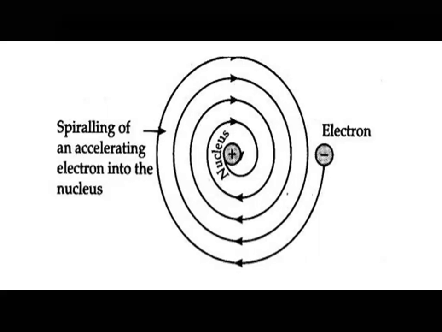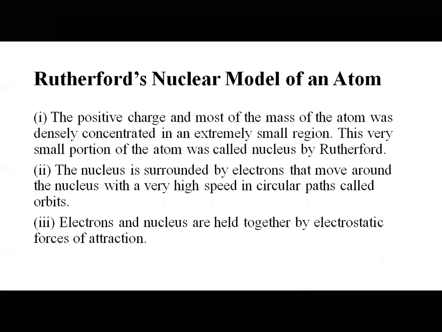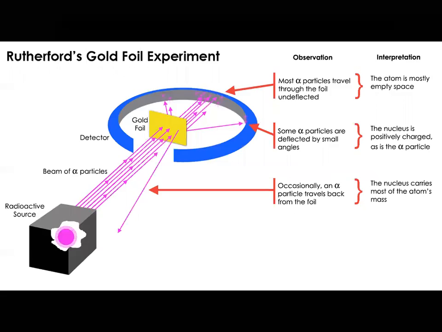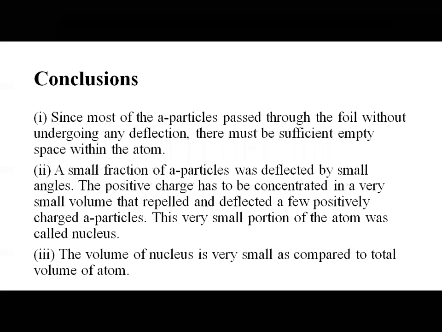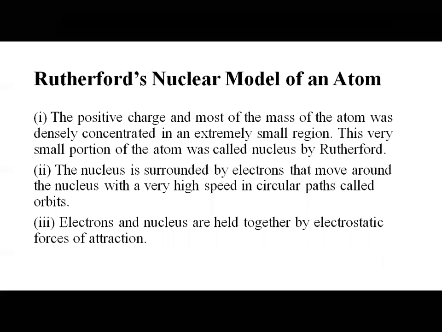It again came to the question: what was the preferred model for an atom? This was a very beautiful model given by Rutherford. Very nicely he performed the experiment, and what were the conclusions? He came to the conclusion that positive charge and most of the mass of the atom was densely concentrated in an extremely small region, and that very small portion of the atom was called the nucleus.